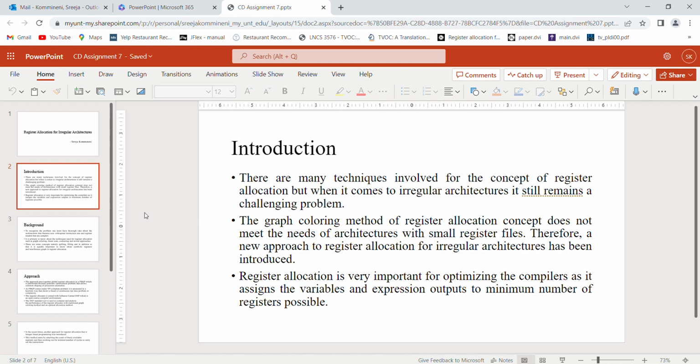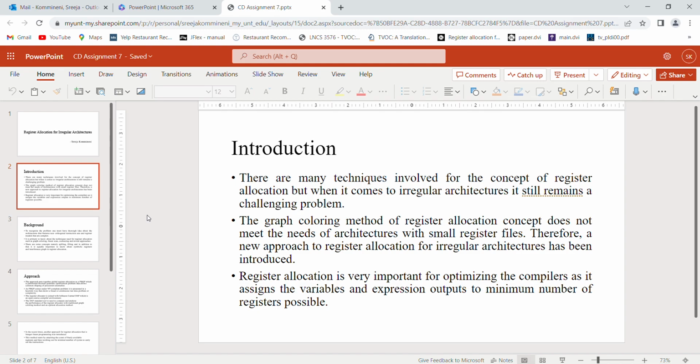There are two ways of doing register allocation, either a local or a global approach. For irregular architectures, global register allocation is still a challenging problem that has not been successfully solved so far. The graph coloring analogy of traditional approaches does not match the needs of register allocation for such architectures, which feature non-orthogonal instruction sets and small register files. Therefore, a new approach to register allocation for irregular architectures has been introduced.